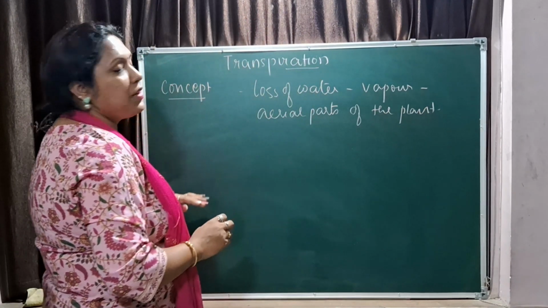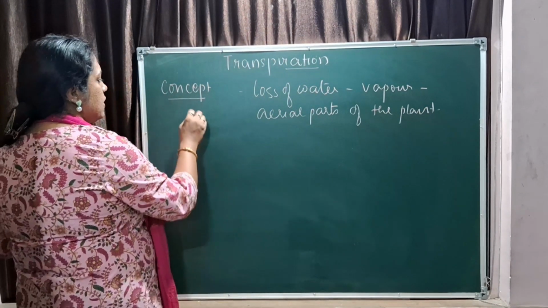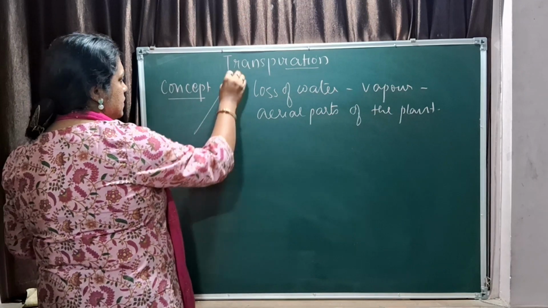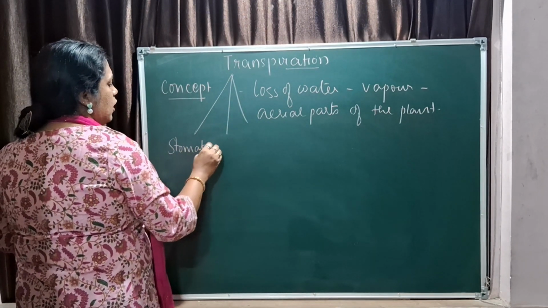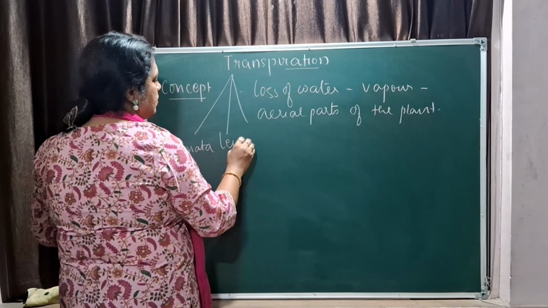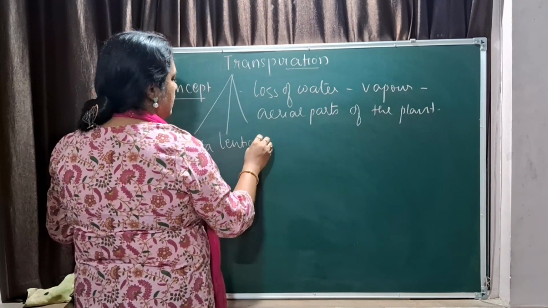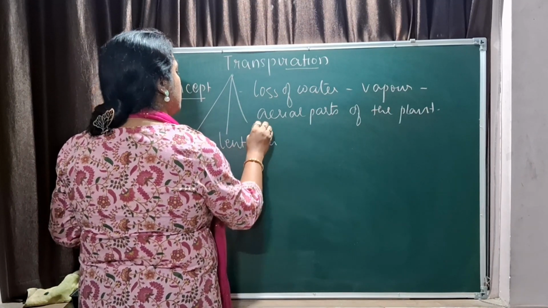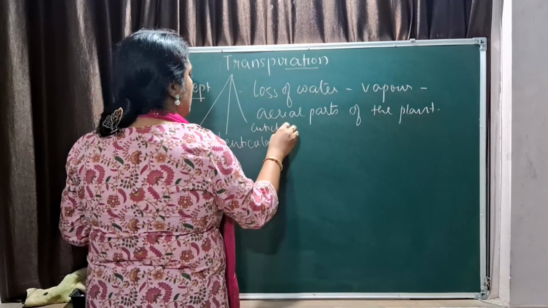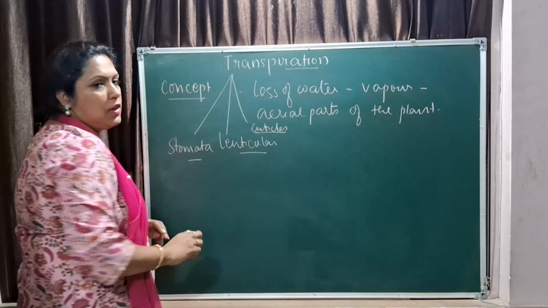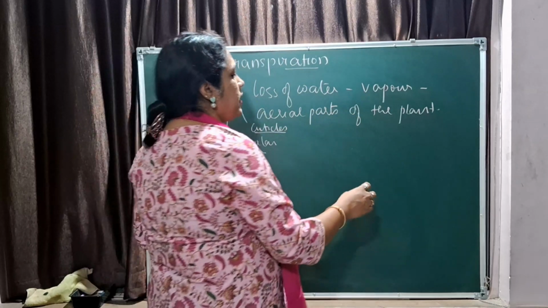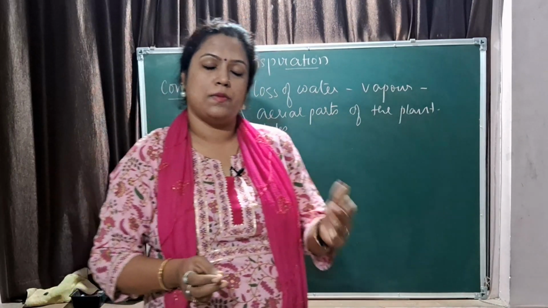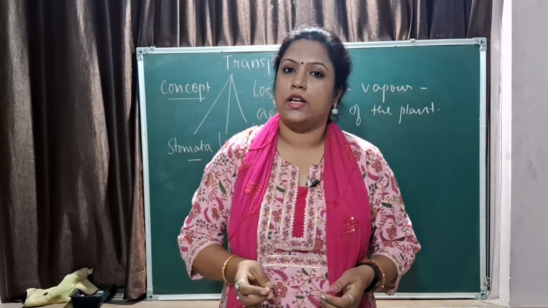Now when you talk about transpiration, it can be of 3 types. You have stomatal, that is from the stomata. You have lenticular, that is from the lenticels. And you have cuticular, that is from the cuticles. Now what are these things? Stomata, you know that. Now the location of these things can be asked. One more word is there, hydathodes, which I'll explain when I explain guttation to you.